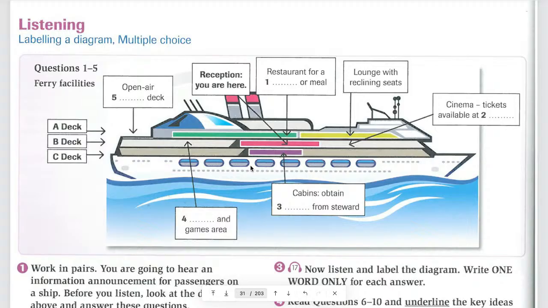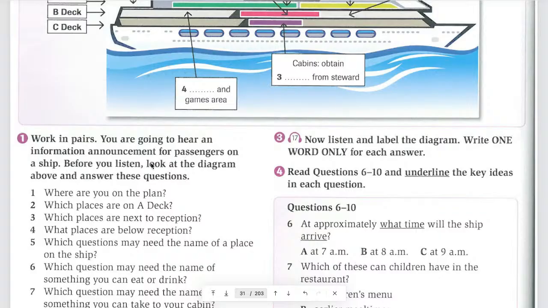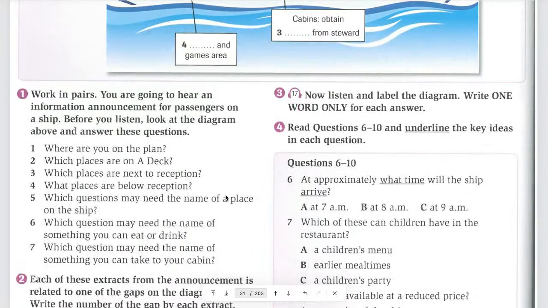Reception. Yeah, reception. Do you see? They say reception, you are here. Do you see the pink color there? You are here. That means you are there now. No. You see reception and they say you are here. That means they give you your location, okay? The spot. Now you are there at the reception, the pink color area. See that? Alright, now which places are on A deck?